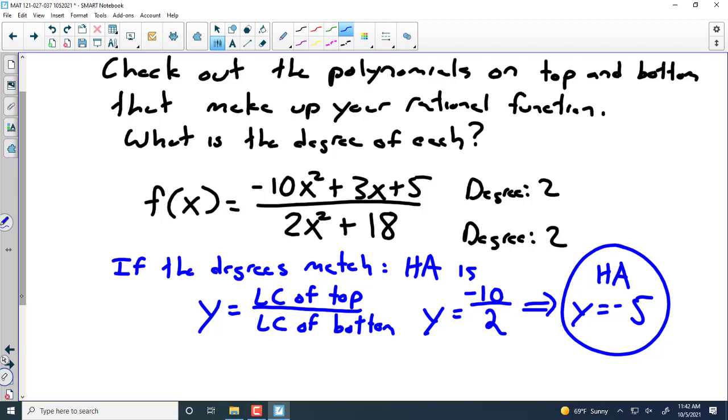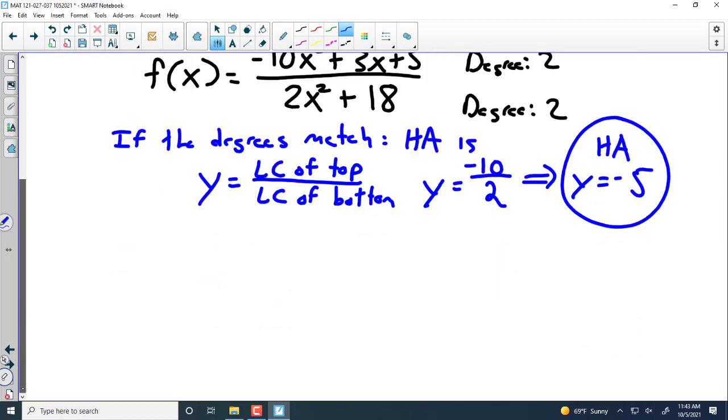What if they don't match? Oh, we'll get to that one, don't worry. It's a great question. Because there's kind of 2 ways they might not match. Either the one on top is bigger or the one on the bottom is bigger. Does everyone agree with that? If they don't match, one of those 2 things is going to happen.